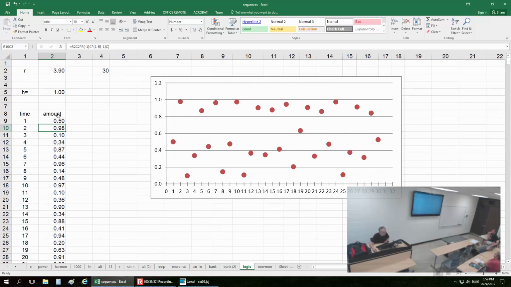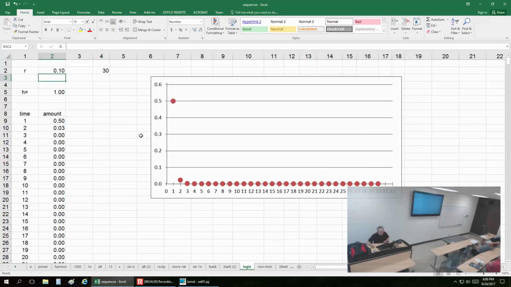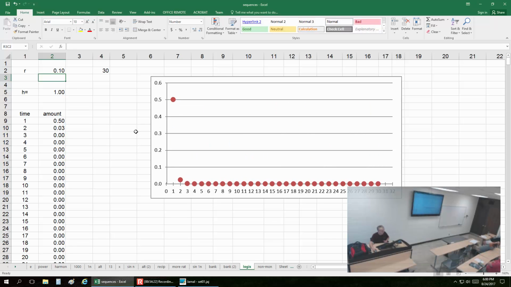Okay. So if you look carefully at the formula, what it does is it takes the previous element and it appears twice. So it will be like x times 1 minus x, but also multiplied by that number in the beginning, which is the parameter of this. It's called the logistic sequence. Okay. So I can change this parameter and say 0.1. And the behavior is entirely regular.